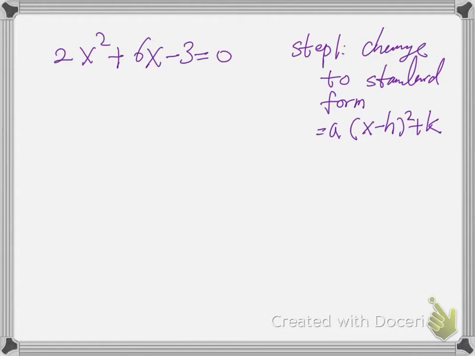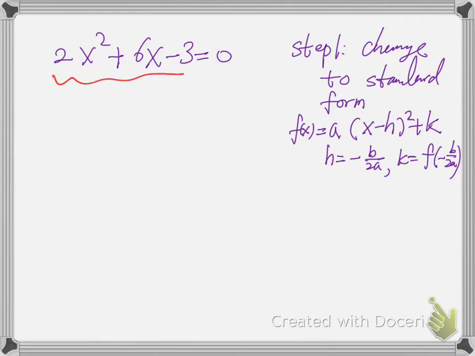If we assume this is f of x, then h is negative b over 2a, and k is f of negative b over 2a. So we imagine the left hand side is a function. Then we can change this function to the standard form of a quadratic function. We find h and k using this function idea.